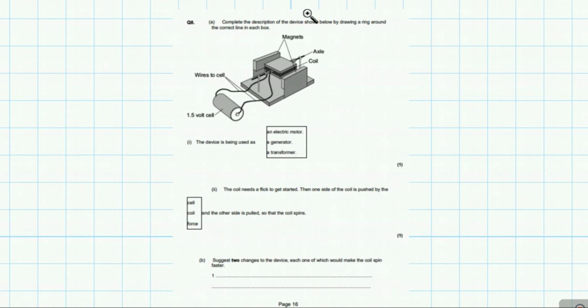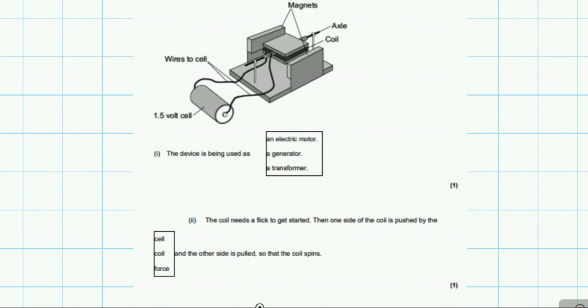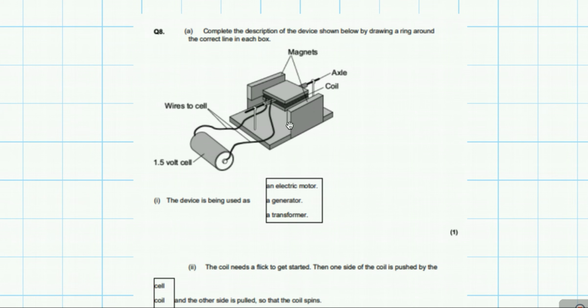Question 8, which is the last question, complete the description of the box. So here you've got a magnet with an axle, we've got wires inside of there and a coil, and if it's a coil inside a magnetic field, the first thing you should be thinking of is that it is going to be a motor. So it's not a transformer.